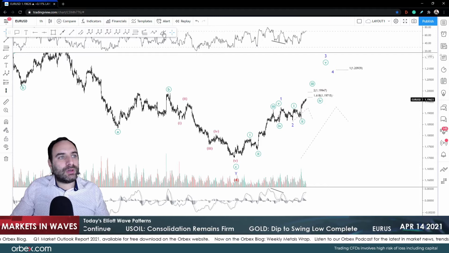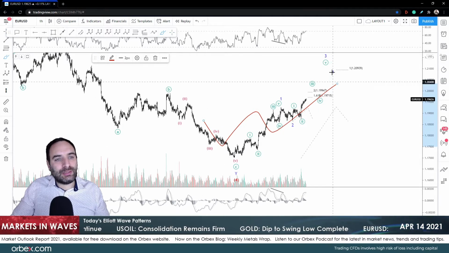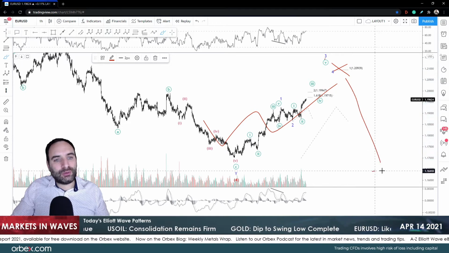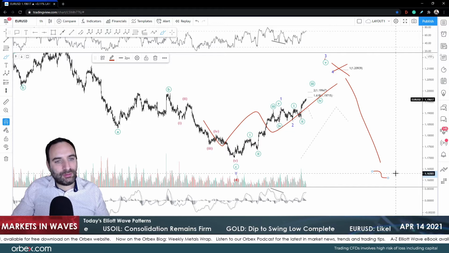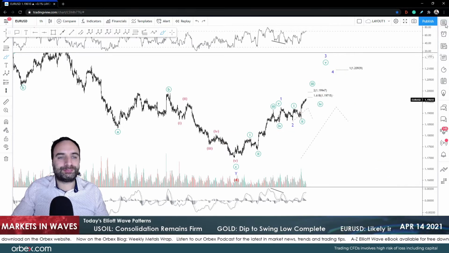The other scenario, as you well know, is that this is going to turn into an ABC, and we're going to get another X over here in the minor degree, and then another wave on the downside for minor wave Z and the completion of intermediate wave 4.